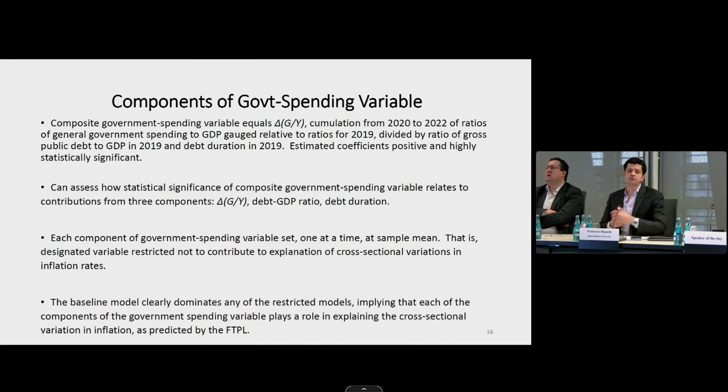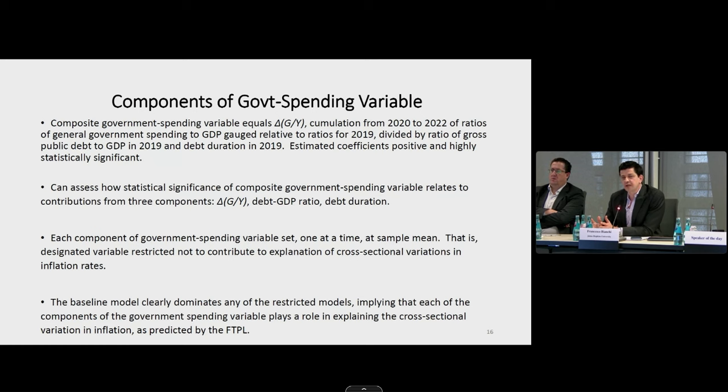As I was mentioning to you, the components of our government spending variable all have a theoretical interpretation. So there is a reason why they are in there. So something that we try to do is to assess if any of these components is disposable. In other words, we took our same model and we restricted, let's say, the maturity structure to be equal to the average, or the amount of debt to be equal to the average, or the amount of spending to be equal to the average across countries.